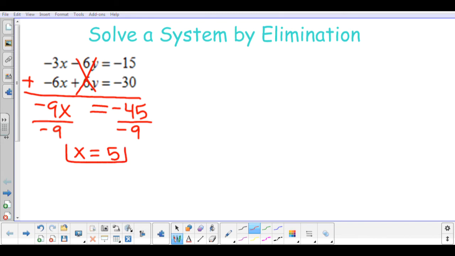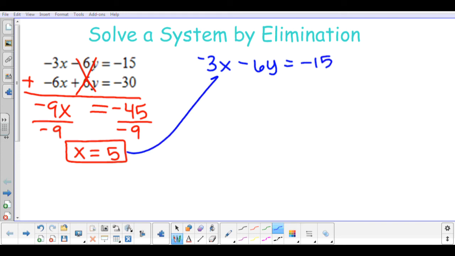Now we kind of revert back to the substitution method at this point. You can pick either one of the two equations that you started with, and we are going to replace the x in one of them with that positive 5 that we found. So if I use my first equation of -3x minus 6y equals -15, I can replace my x with 5. So I'll have -3 times 5 minus 6y equal to -15.